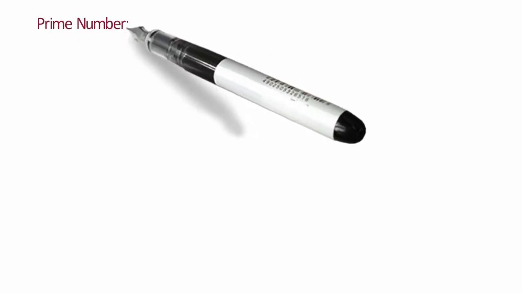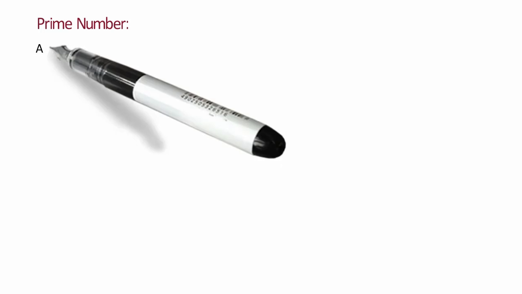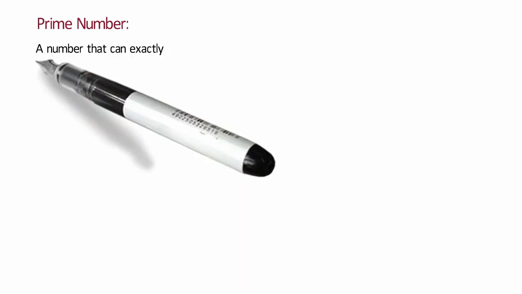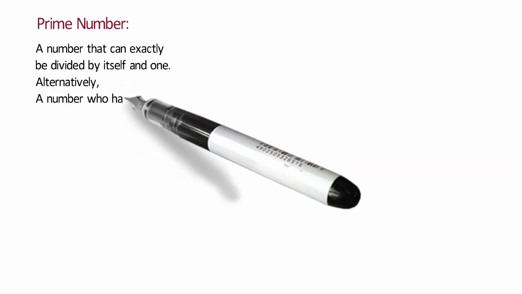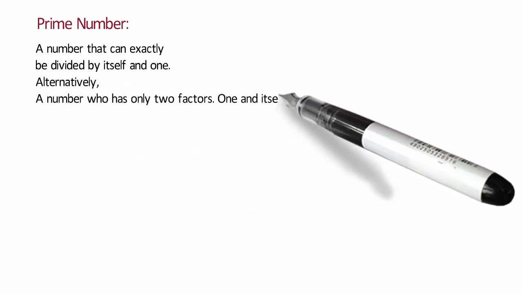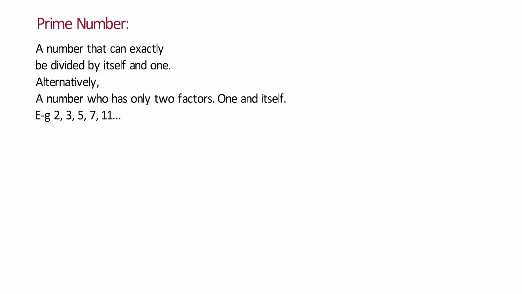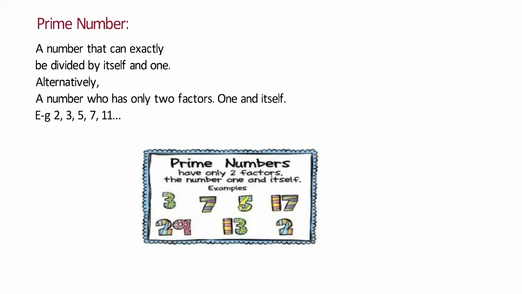LCM and HCF. Prime number: a number that can exactly be divided by itself and 1. Alternatively, a number that has only two factors, 1 and itself. E.g. 2, 3, 5, 7, 11.